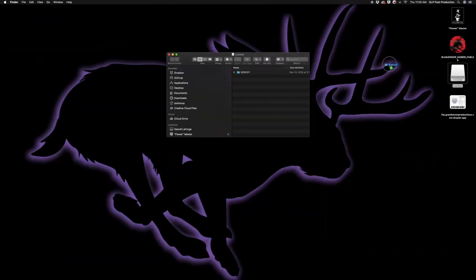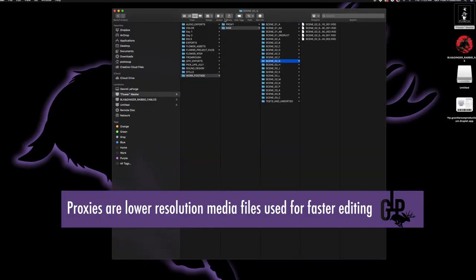We get the media, we have to organize the media, we have to sometimes transcode the media, make proxies, watch the media, and that's all before we even start cutting anything. And that could take several days or weeks, depending on how much footage it is.